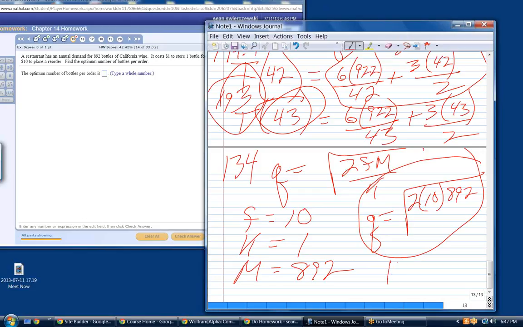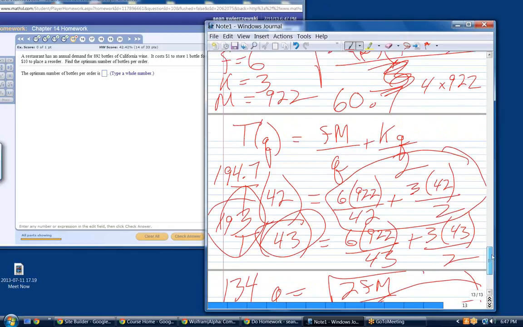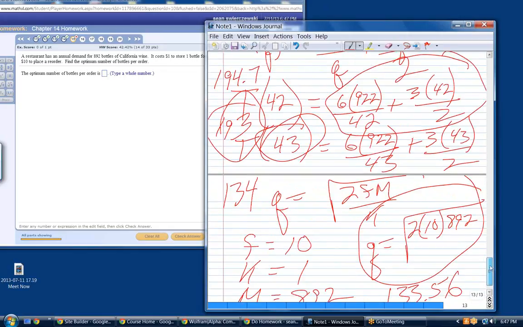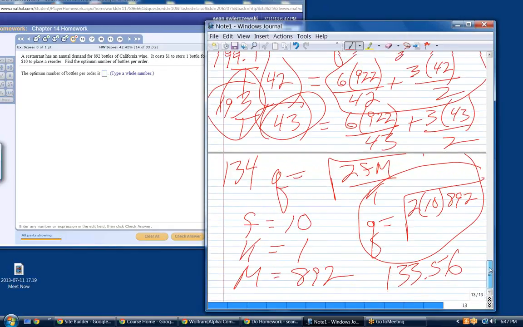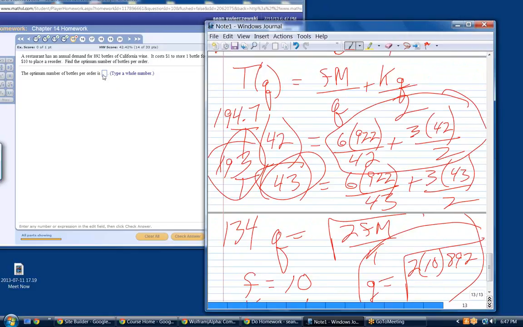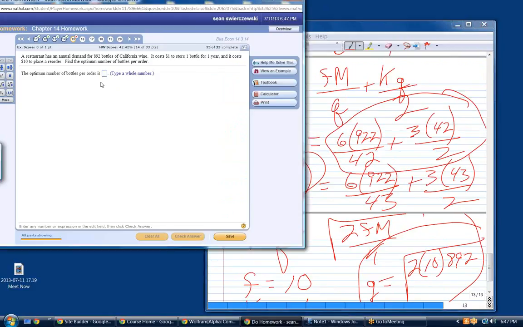I get 133.56. So now we want to do a T of 133 or T of 134. Do we get 2 choices? Yeah. Let's try 134 first.